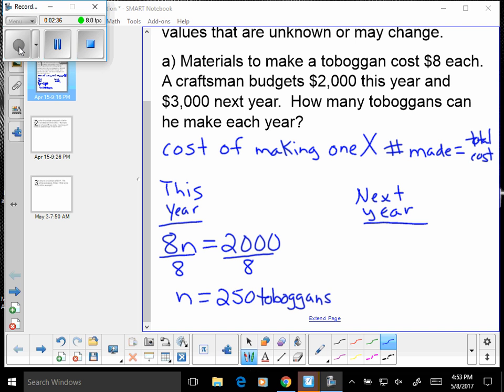You hit pause and see if you can figure out how many toboggans he can make next year if he budgets $3,000. We're going to use that same 8 because it's 8 times the number of toboggans. What changes is that instead of $2,000, we're going to put in $3,000. And then again, we have the one-step multiplication equation. So we're going to divide both sides by the 8. And this time, it will be 375 toboggans.